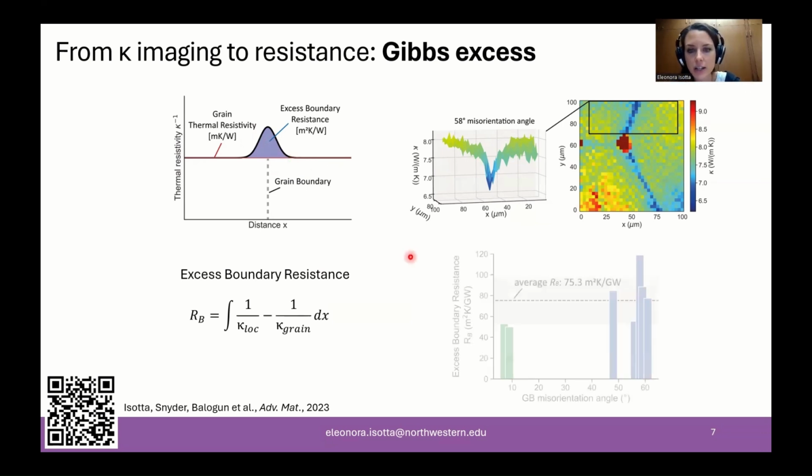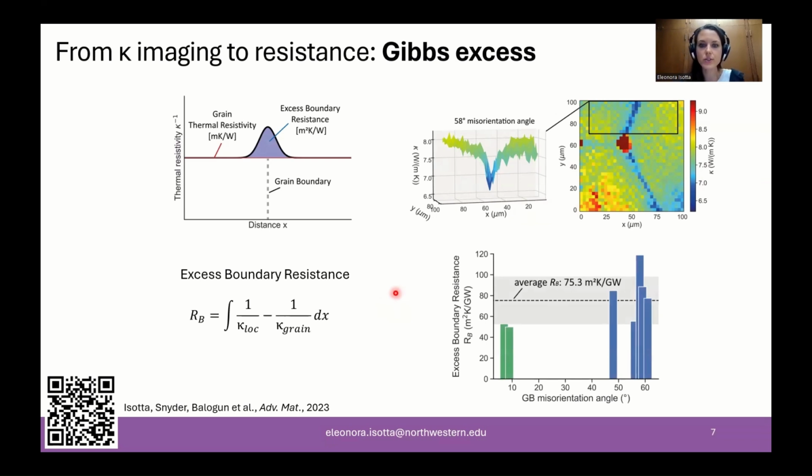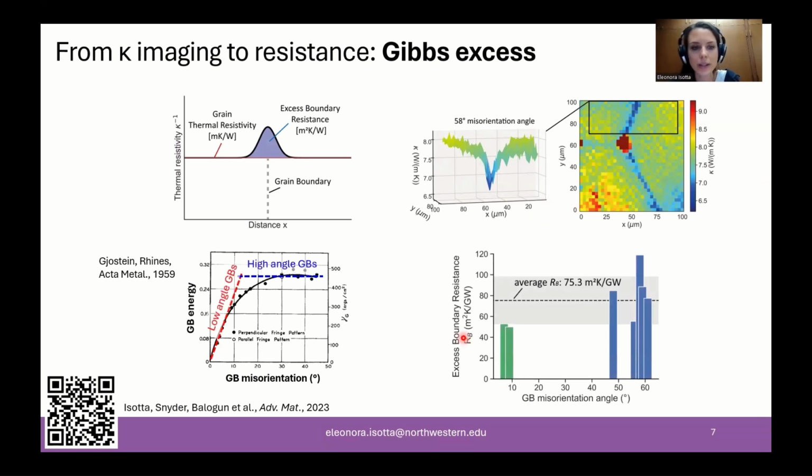And we have calculated this excess thermal resistance for all the boundaries in tin telluride, and we do see that high misorientation angles tend to show a higher value compared to lower misorientation angles. And this seems to be quite in accordance with the grain boundary energy, which is also known to increase with the grain boundary misorientation angle.